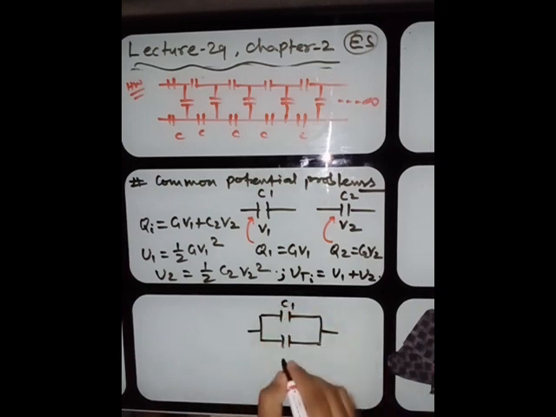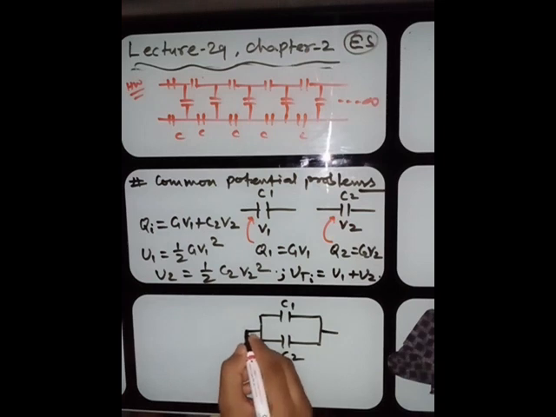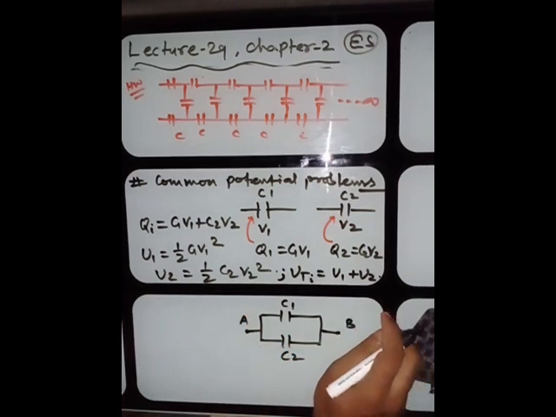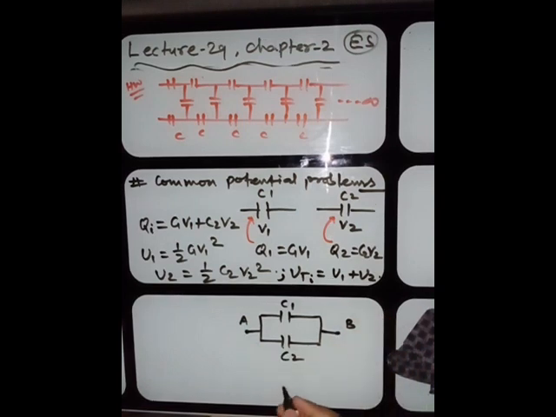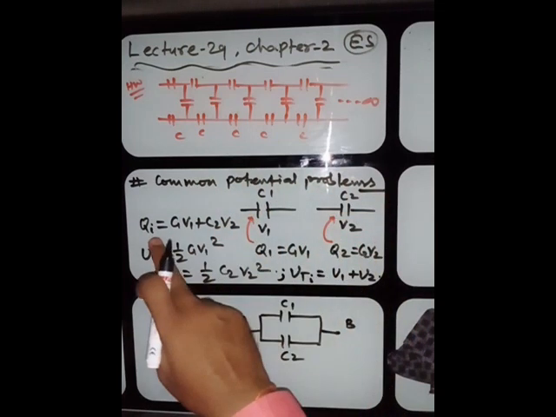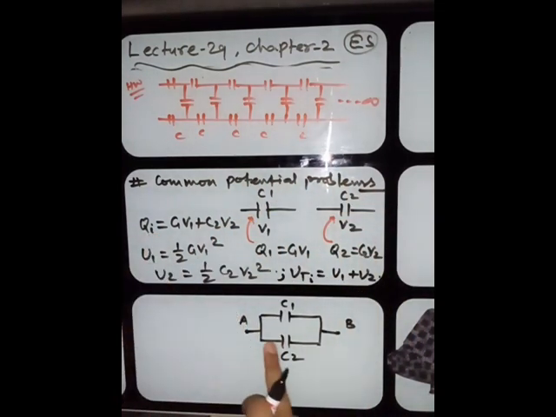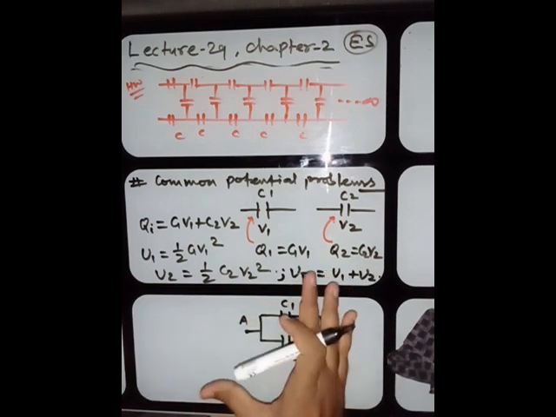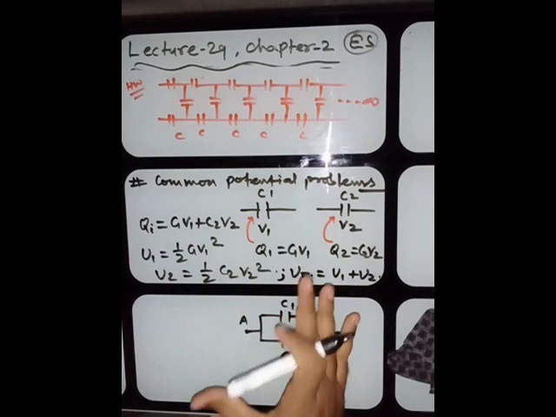This is C1 and C2. Now you have to find the common potential between these two points A and B. If you are finding the common potential, what is conserved? Here the total system has the charge Q1, and this total circuit should have the same charge, because charge is conserved.